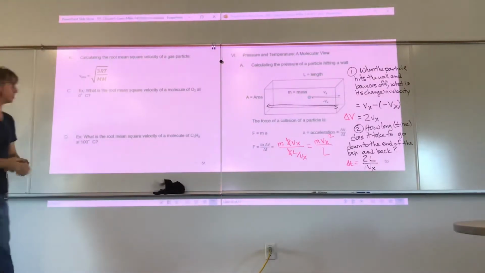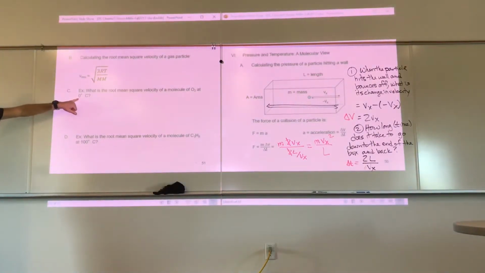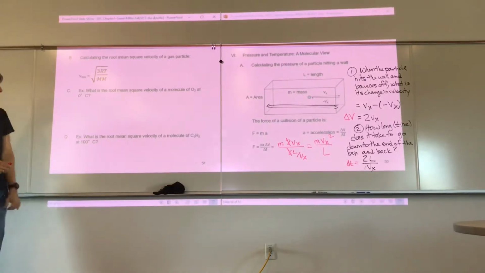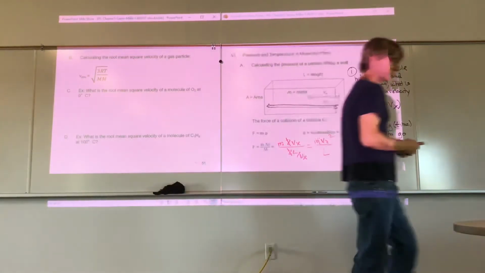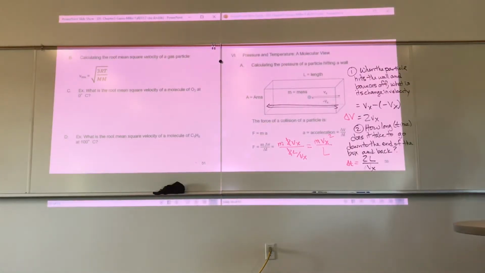We did one example, we'll do another example. What do we get for the root mean square velocity of a molecule of O2 at 298 or 25 degrees Celsius? 480, I think. 482.